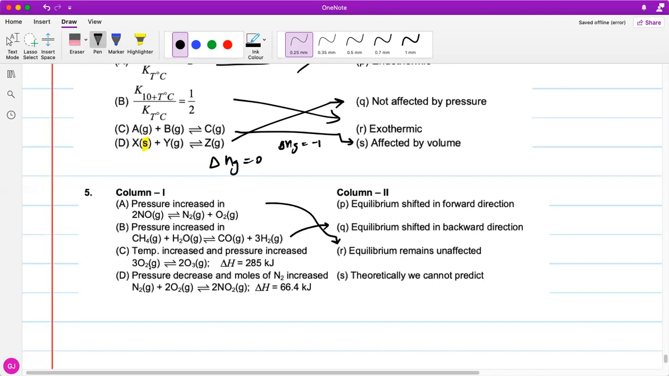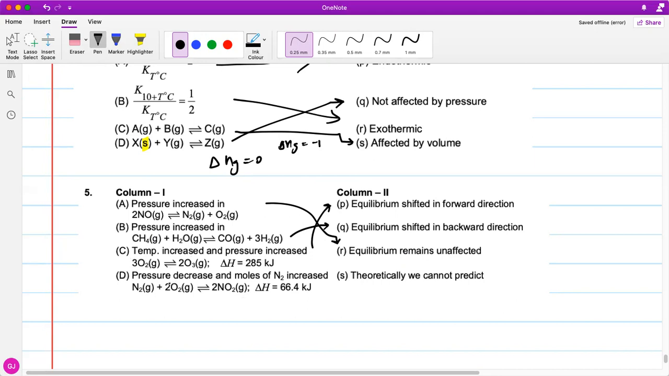Now for this reaction, again, temperature is increased and it's an endothermic reaction. So the shift is in forward direction. Right? And pressure is increased. The shift is towards lesser gaseous moles, which is also in the forward direction. Right? So for this option, P comes the answer.